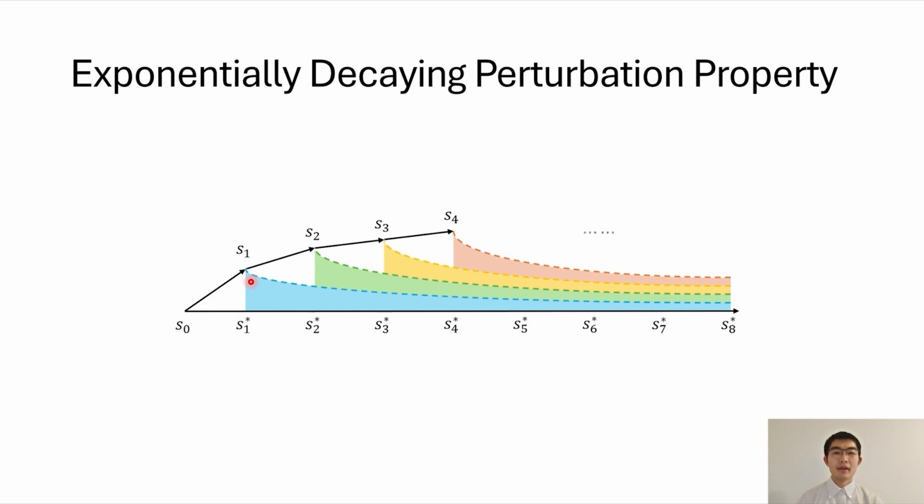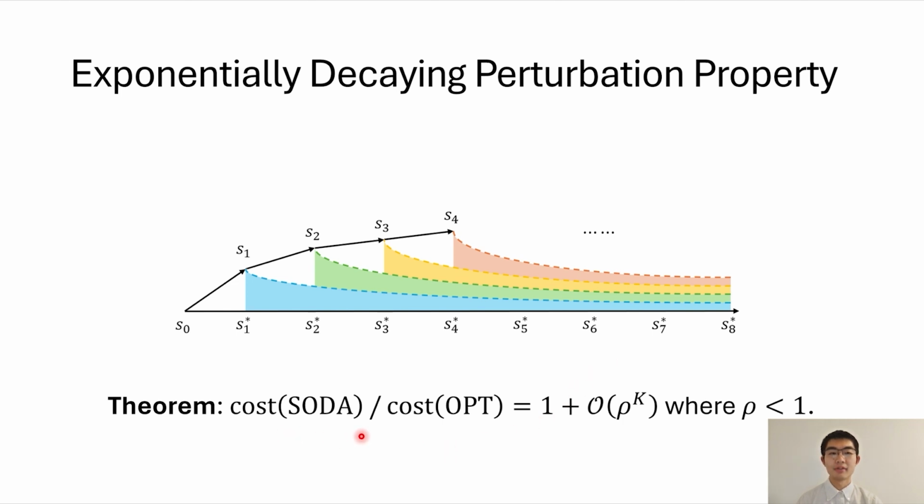As you can see, the trajectory of SODA will not deviate from the optimal trajectory too much. In fact, we have a theorem stating that the total cost incurred by SODA divided by the total cost incurred by the offline optimal algorithm is 1 plus big O of rho to the k, where rho is a factor smaller than 1 and k is the lookahead window length. Note that a ratio of 1 essentially means an algorithm is optimal. Here is an exponential decaying factor, meaning that the performance of SODA will converge to the offline optimal as the lookahead window increases exponentially fast.